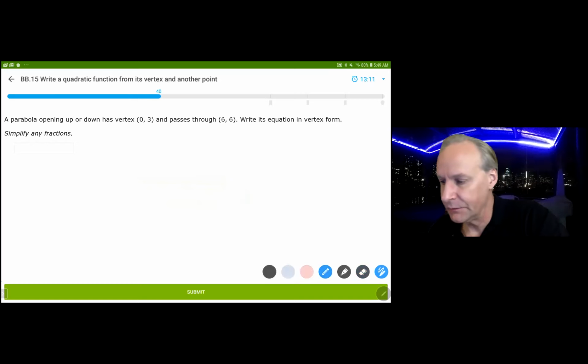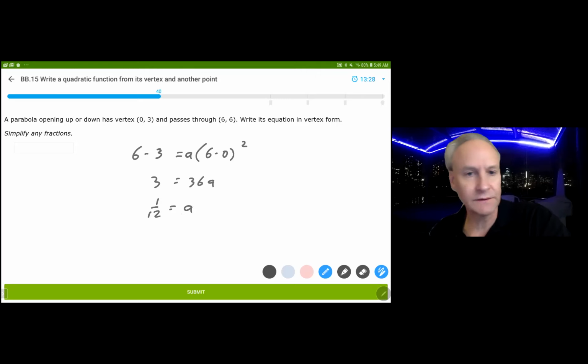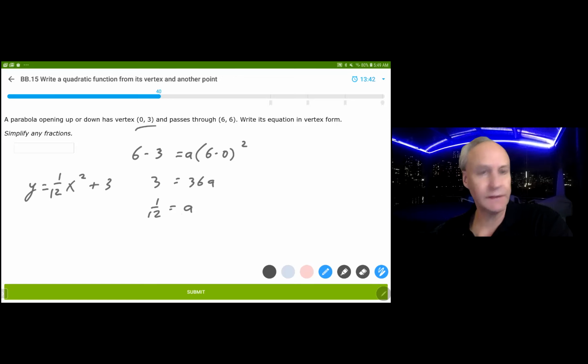We may get to that, but for right now, I'll just go ahead and do the 6 minus 3 equals a times 6 minus 0 squared. So we got 3 is equal to 36a. So a is equal to 1/12. I'm cutting some corners there. If you need to stretch it out a little bit, go ahead. And of course, that's going to give me y equals 1/12 x squared plus 3, because I want to get to 0, 3 as my vertex. So there you go.